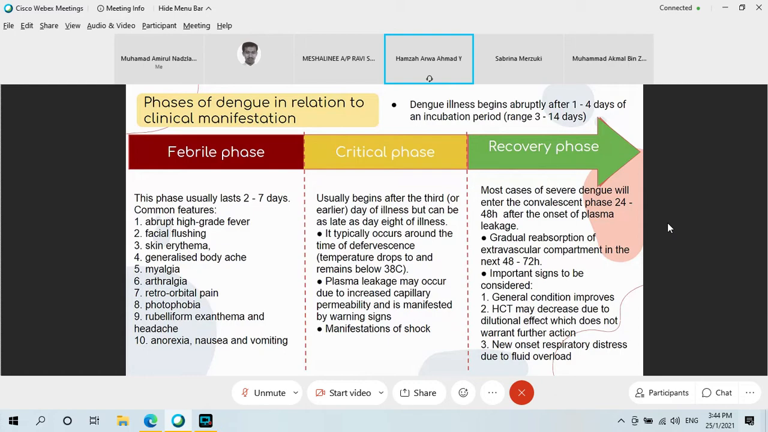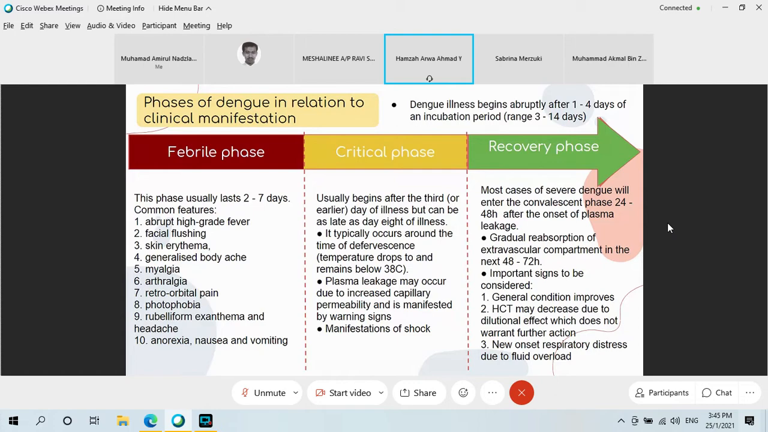The common features are high-grade fever, facial flushing, skin erythema, generalized body ache, myalgia, arthralgia, retroorbital pain, photophobia, and a morbilliform exanthem, which is a rash characterized as pale pink, less widespread, tiny flat macules separated by areas of healthy skin. The patient will also have headache and present with anorexia, nausea, and vomiting.